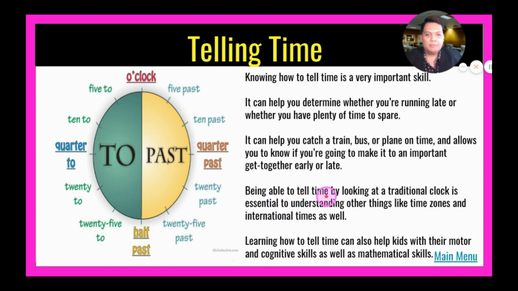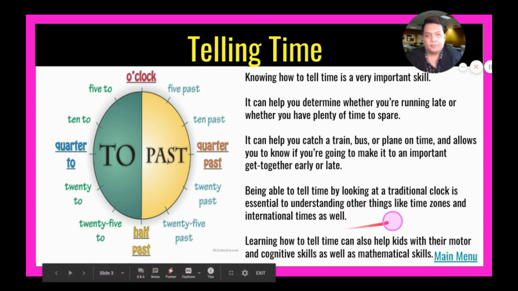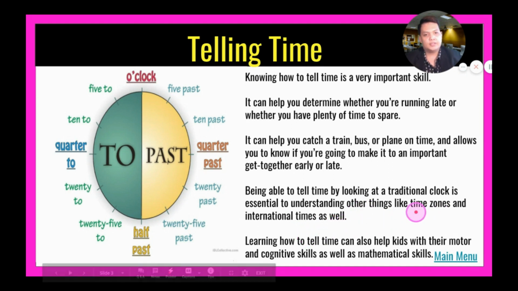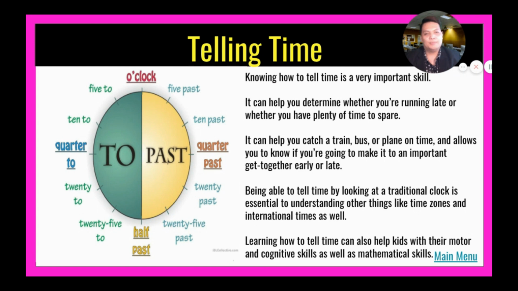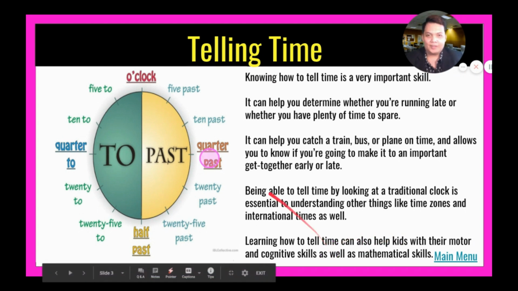So being able to tell time by looking at the traditional clock is essential to understanding other things like time zones and international times as well. Learning how to tell time can also help you, my kids, with their motor and cognitive skills as well as mathematical skills. So here, what I have is a circle that is divided into two parts.